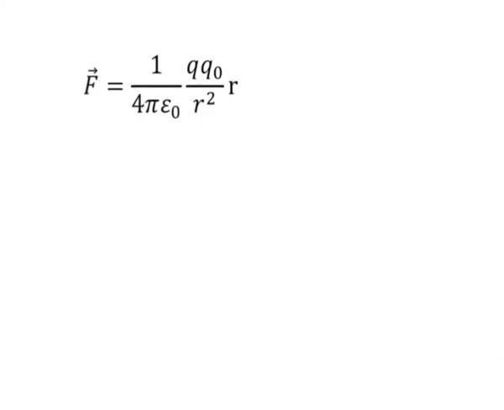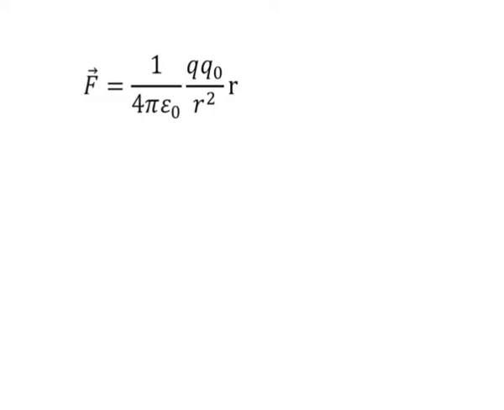Electric field due to a point charge. To find the electric field due to a charged particle, often called a point charge, we place a positive test charge at any point near the particle at a distance r. From Coulomb's law, the force on the test charge due to the particle with charge q is equal to 1 upon 4 pi epsilon 0 into the product of q and q0 divided by r square into unit vector r.